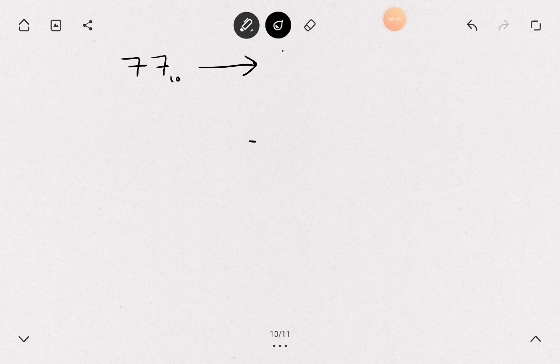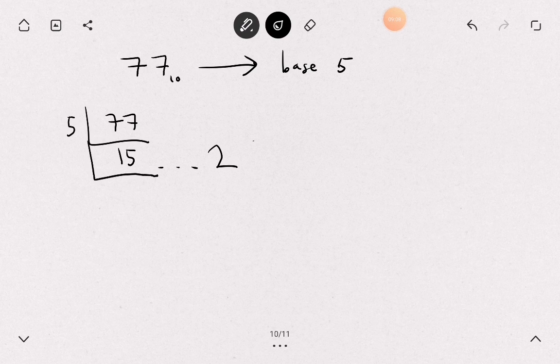Okay, so if you try 77 base 10 to base 5, it's the same process. You take 77 and divide it by 5. 75 is the nearest multiple, which is 5 times 15, and you'll get a remainder of 2. Then 15 divided by 5, you'll get 3, remainder 0, and then 3 divided by 5, you get 0 with a remainder of 3.